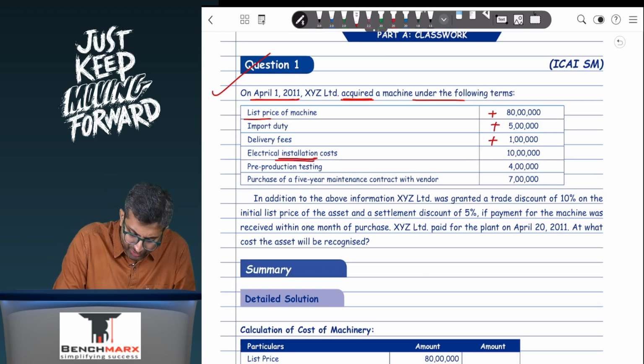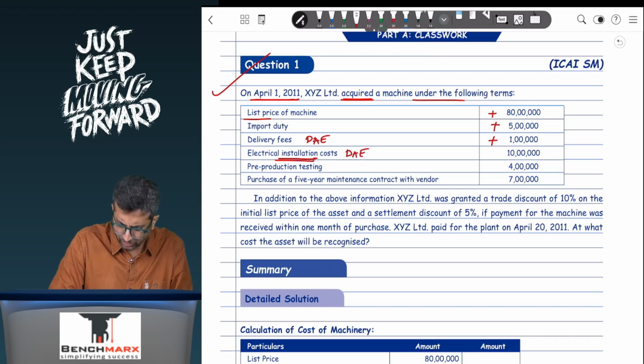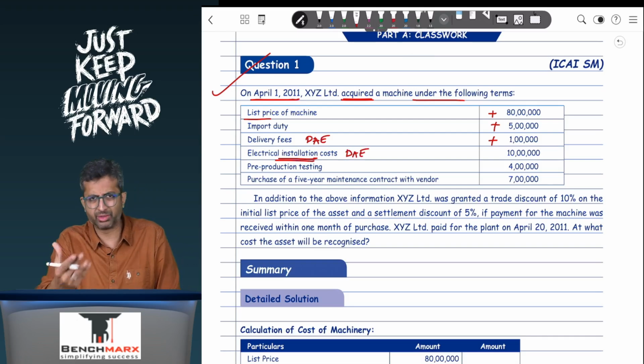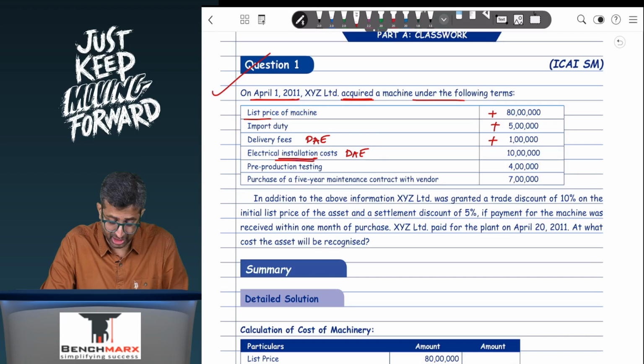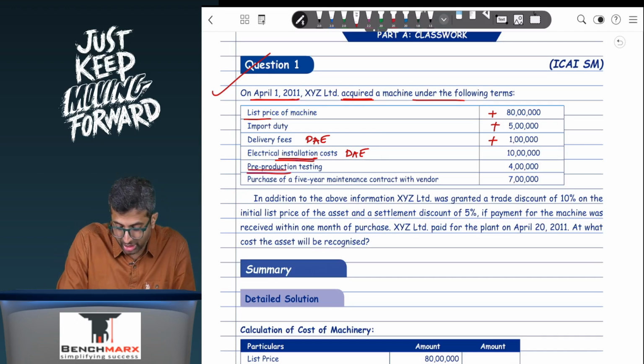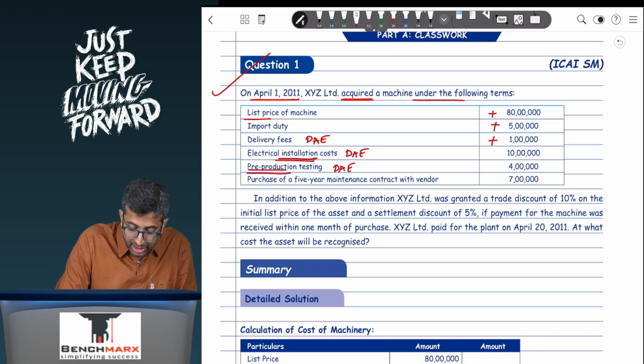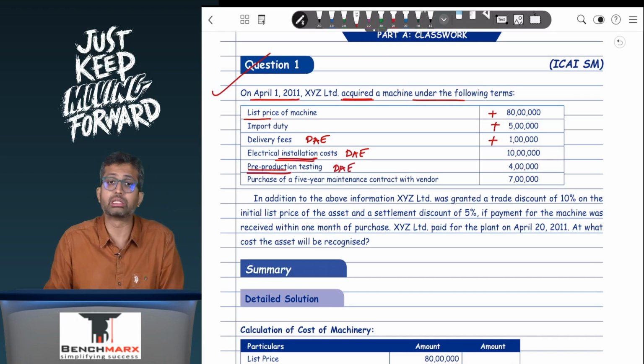We will assume we will write DAE over here. DAE is directly attributable expense. This is a very basic question, so we can get this clear. Okay, and pre-production testing. Think and tell me, will this also be a part of your cost? Yes, it is pre-production and hence it is directly attributable to get your asset in the ready to use condition.